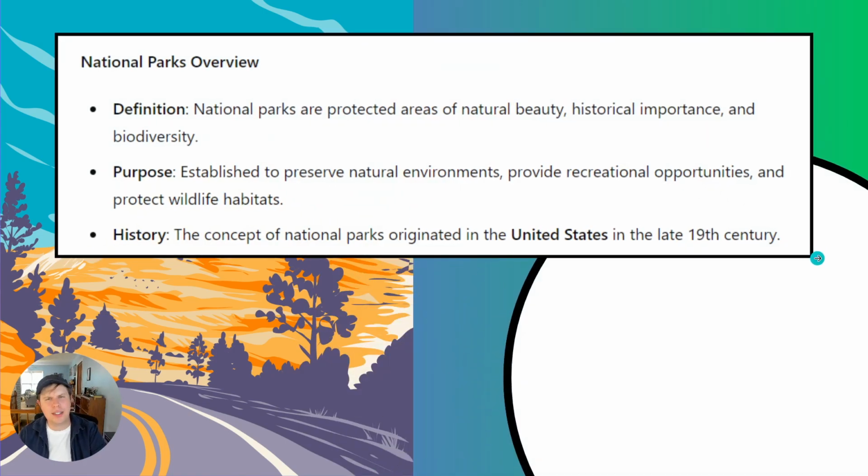National parks are protected areas of natural beauty, historical importance, and biodiversity. Essentially, we want to protect these so that generations of people can go to them and enjoy them in whatever way they want. Their purpose was to establish and preserve natural environments, provide recreational opportunities, and protect habitats. And as far as some history goes, the concept of national parks originated in the United States in the late 19th century, so late 1800s.